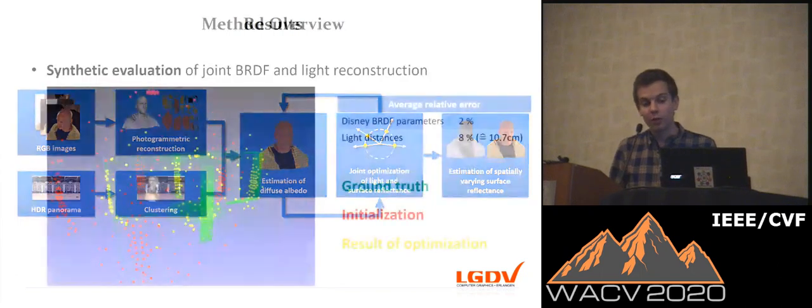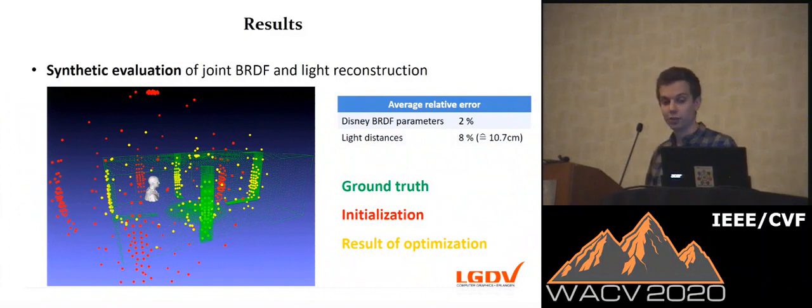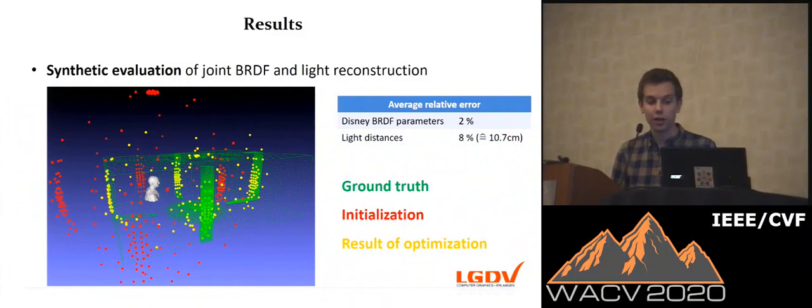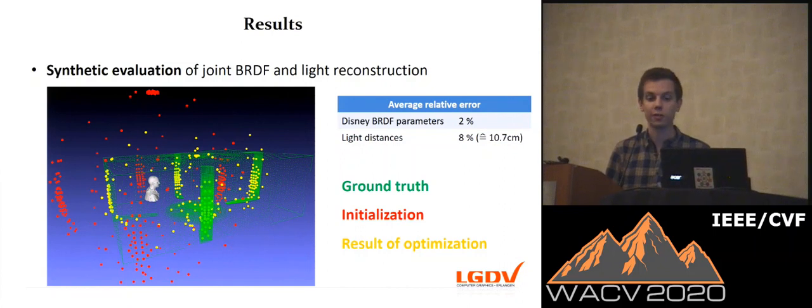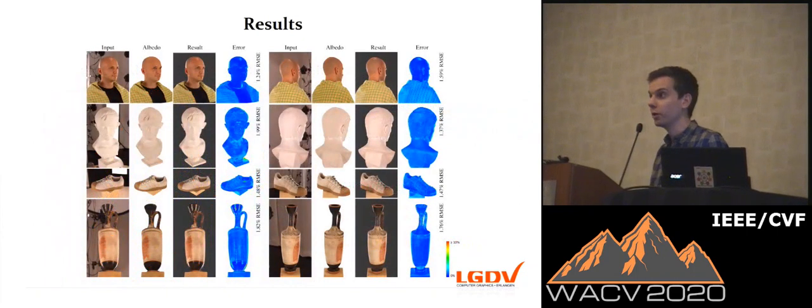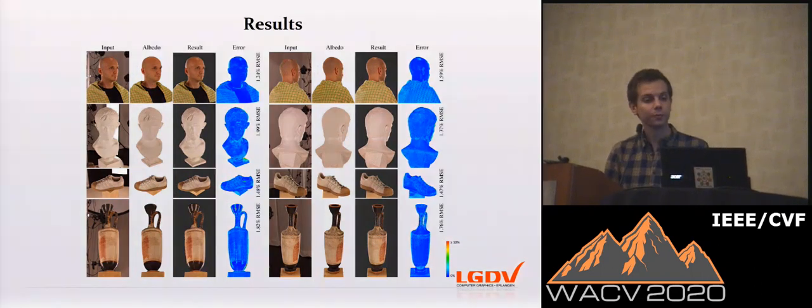We evaluate our method on synthetic data for the joint BRDF and light reconstruction, where you can see that if we initialize the lights at the red points, we converge nicely to the ground truth and achieve a relative error of about 8%, which corresponds roughly to 10 centimeters in that setup. And we achieve a relative error of the BRDF parameters of about 2%. We also capture several real-world data sets where I would like to show some animations now.